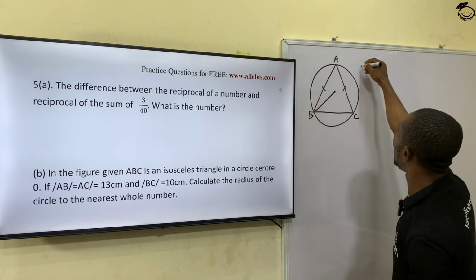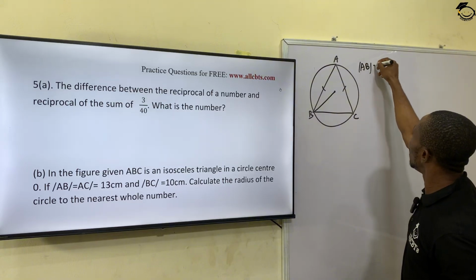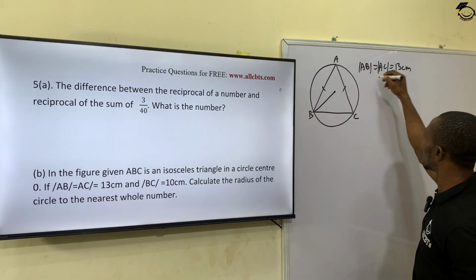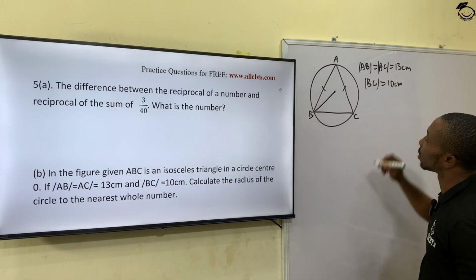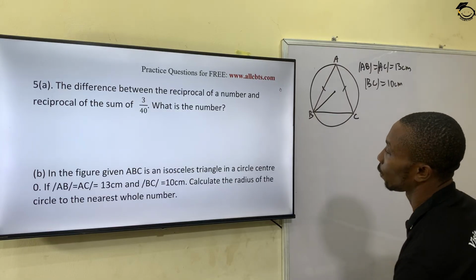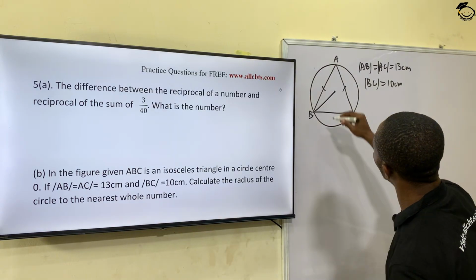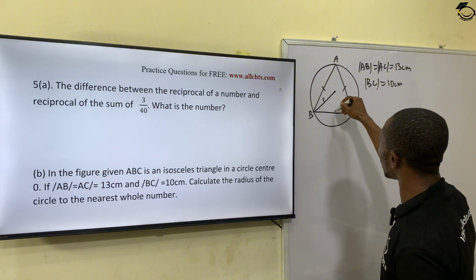Now we know that AB equals AC, which is 13 centimeters, and BC equals 10 centimeters. All right, now for us to find the radius of this circle, which is our R, we'll first of all calculate the area of this triangle.